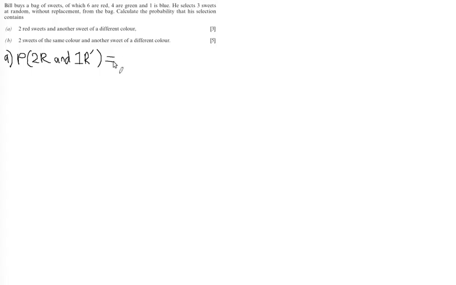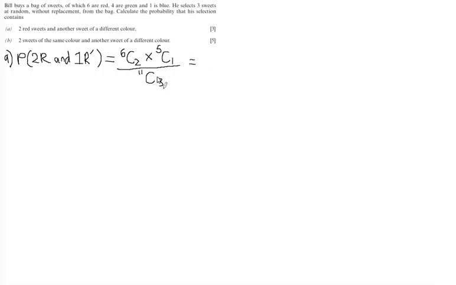This makes life easier because then I don't have to do 2 separate probabilities. All I have to do now is say, okay, how many different ways can I calculate picking 2 reds from 6? And this is 6 choose 2. And because this has to happen with another event, we're going to multiply it by the number of ways that I can pick 1 non-red from these 4 green and this 1 blue. So that's 5 choose 1. This is all over the number of ways that I can pick 3 sweets from the 11. So that is 11 choose 3.